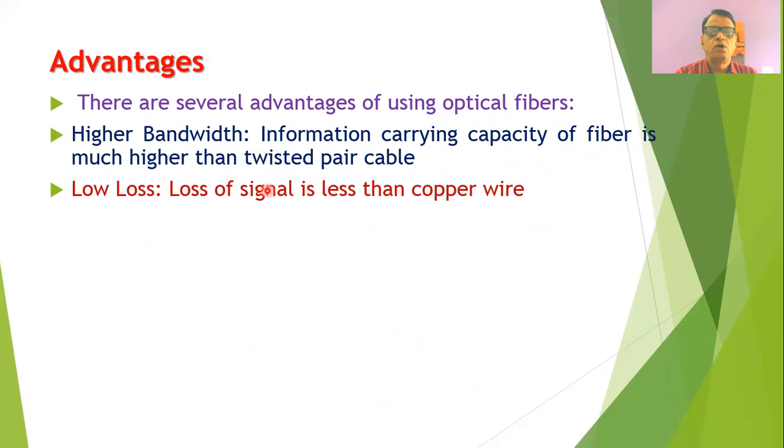Whenever we make use of the optical fiber cable, the signal is transmitted in the form of light, and therefore there is a low loss of the signal. Whenever the signal is transmitted through the copper wire, it is possible that the signal will get leaked, and there will be a loss of the electrical signal. But in optical fiber, there is no such loss of the signal.